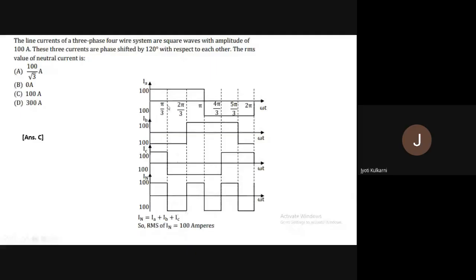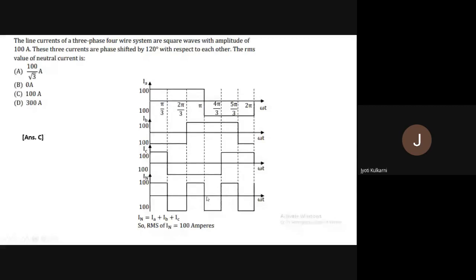Let's see. In the next period, IA is plus 100, IB is again minus 100, so 100 positive will be cancelled with minus 100, and IC is minus 100. So what are the figures I have for IN? 100 minus 100 minus 100. So 100 minus 100 will cancel and the total answer will be minus 100. So the next period is minus 100. Like that we plot the waveform of neutral current.